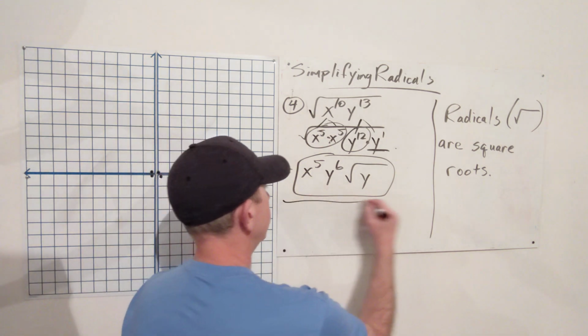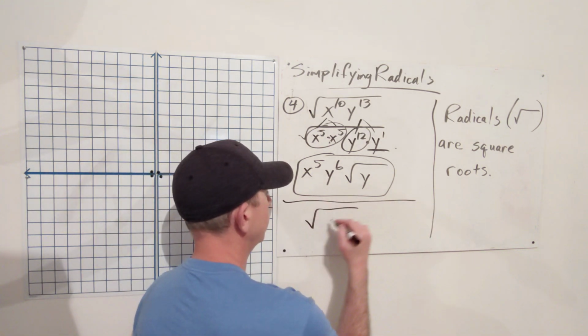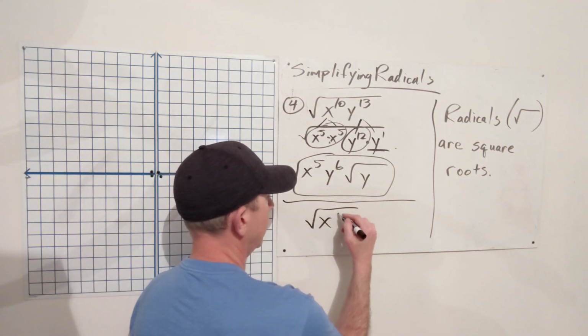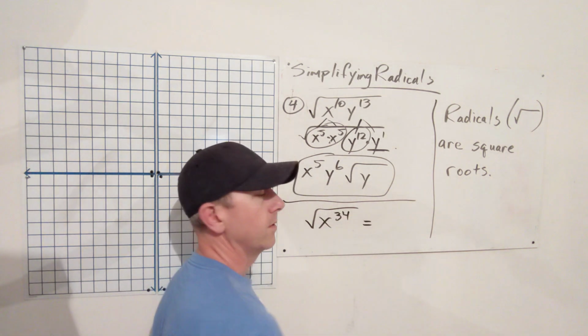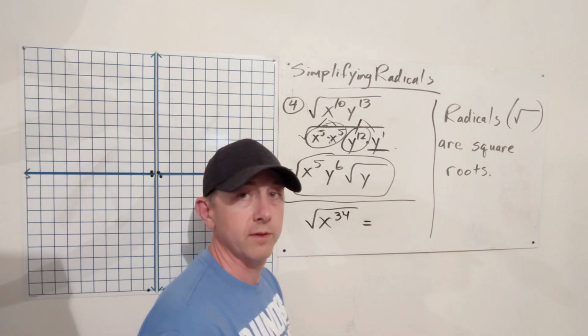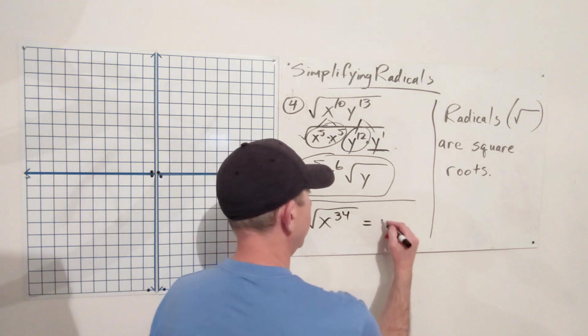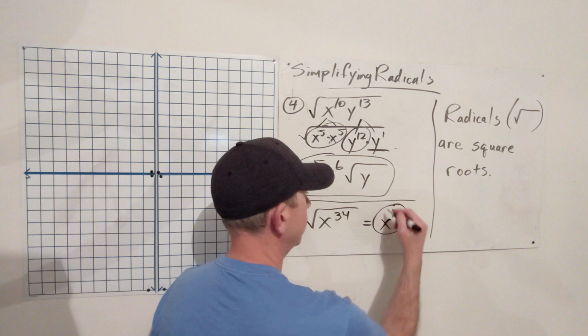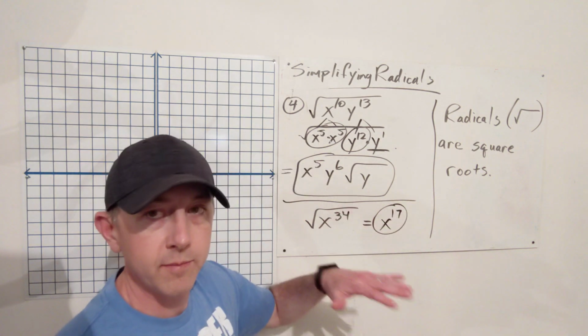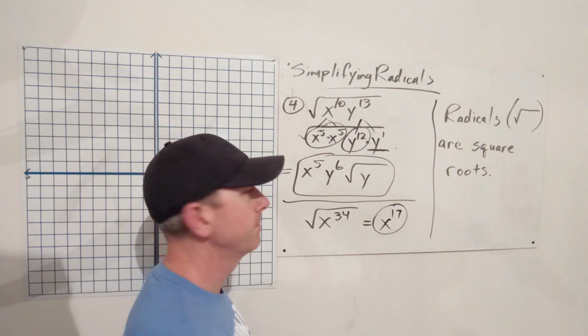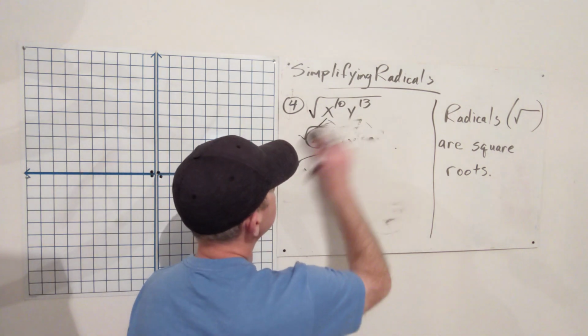We could have a big number. If we had the square root of x to the 34th, what is the square root of that? Well, we don't have to worry about the square root of 34. We just take half of 34. That would be x to the 17th. Just a sub-example of that one. All right, last one.